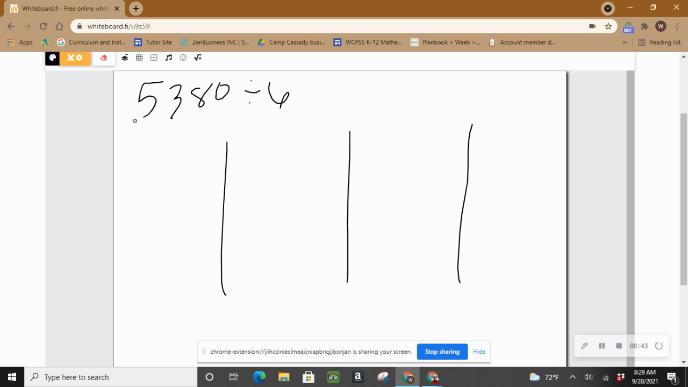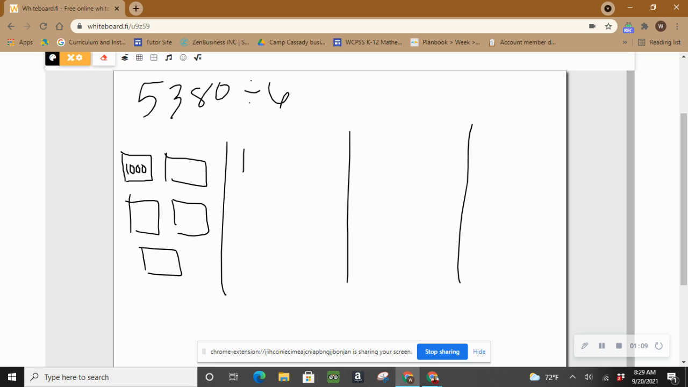You're going to draw 5,000s. So what I did was draw and write 1,000 in each one of those. So you've got to do five of those. Then 300s. You can make those a little smaller. 8 tens, 2, 3, 4, 5, 6, 7, 8, and then no ones.